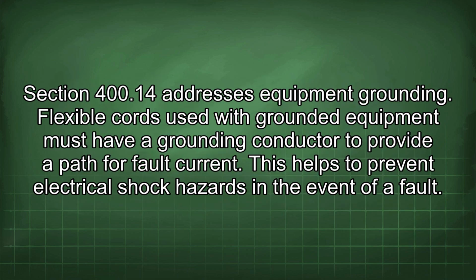Section 400.14 addresses equipment grounding. Flexible cords used with grounded equipment must have a grounding conductor to provide a path for fault current. This helps to prevent electrical shock hazards in the event of a fault.